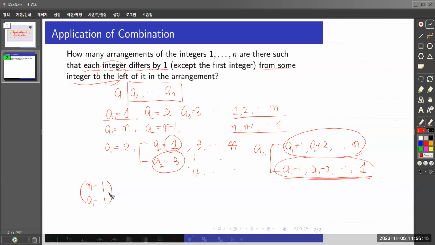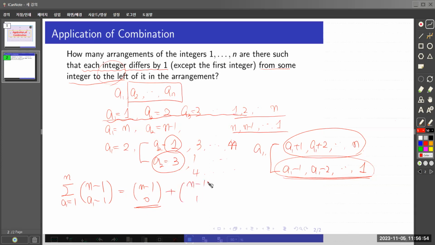In total, because this arrangement depends on a sub 1, the total number of arrangements is the summation depending on a sub 1, and a sub 1 is moving from 1 through n in here. So this is the total number of arrangements. If you plug the numbers in here, you get n minus 1 choose 0. This is the case a sub 1 is equal to 1, and as I told you, there is only 1 arrangement in here. That's why this is 1.